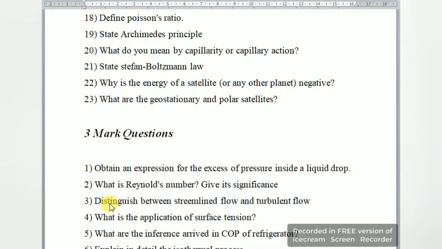Next, 3 marks questions. First one, obtain an expression for the excess of pressure inside a liquid drop. Next one, what is Reynolds number? Give its significance. Very, very important question. Next one, distinguish between streamline flow and turbulent flow. Next one, what are the applications of surface tension?